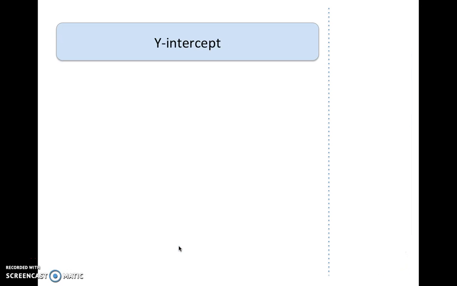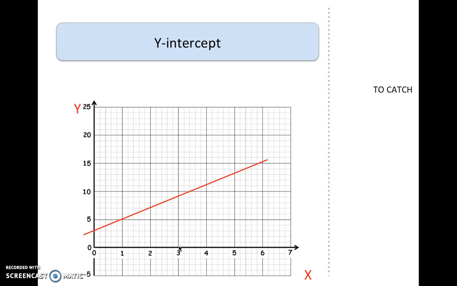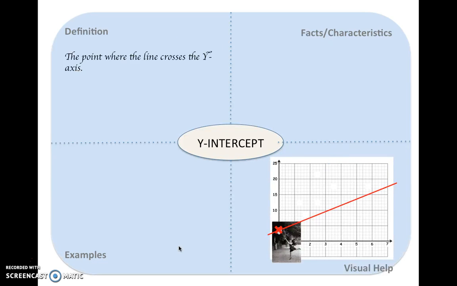The last word is the y-intercept. Let's look at the verb to intercept. It's actually the same as saying to catch. When we go back to the linear equation, y-intercept actually means where the y-axis catches the straight line. So it is, again, a number. It can be a positive or a negative number, or it can be 0.